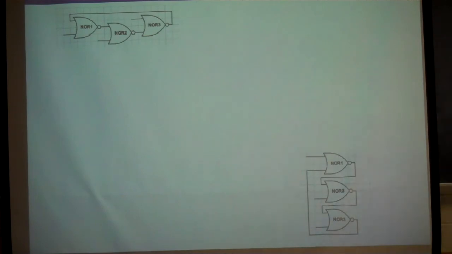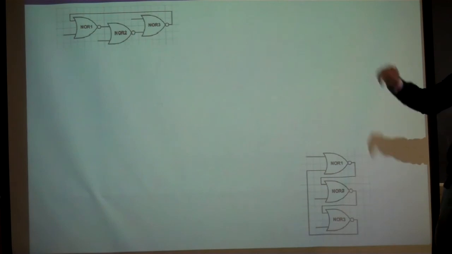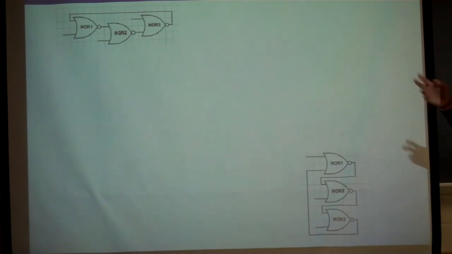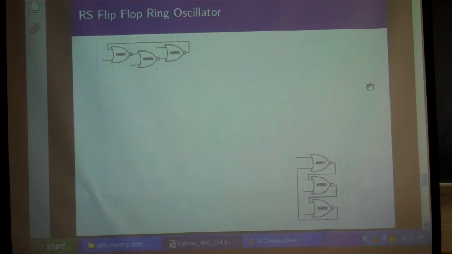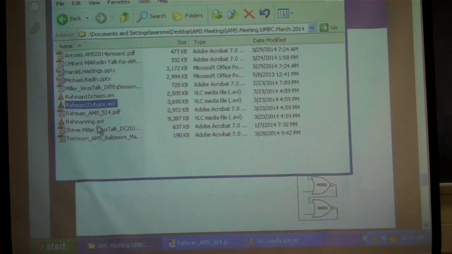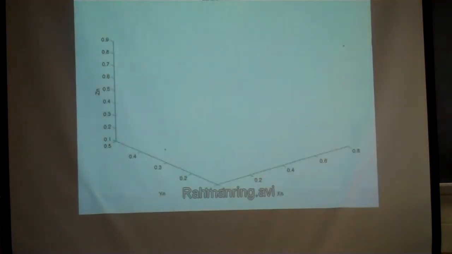So one day I designed this ring oscillator using 3 NOR gates. So it's like a 3D RS flip-flop. It's really not used in applications. It's just some toy design that I came up with, and we wanted to see what would happen if we modeled this and see what happens to the iterates. So we did this, and we get something quite interesting.